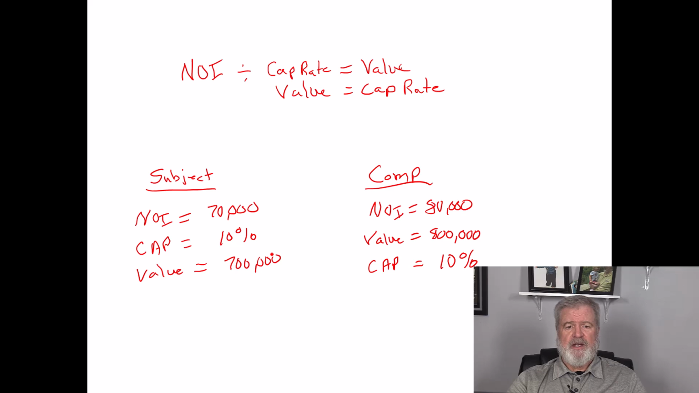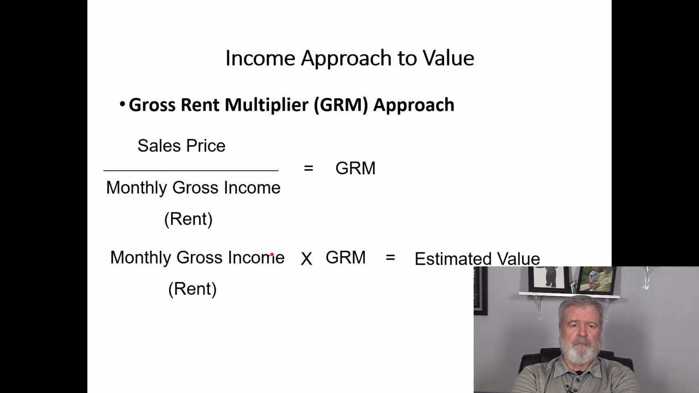Okay. Now let's take a look at the second method of the income approach, and that would be the gross rent multiplier. Now this one is much better used for residential properties, like 1 to 4 units. Again, here's the formula, and you'll notice there's just 3 pieces of information I'm dealing with. That's it. To figure out the gross rent multiplier, you just take the sales price divided by the income.